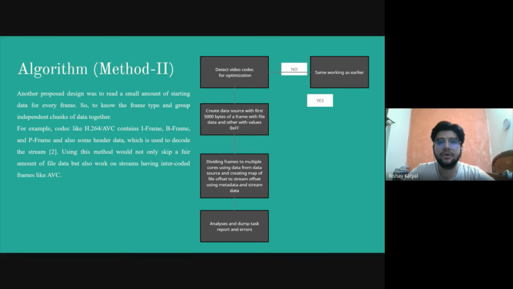So what I did was create a data source, and for every frame I read the first 500 or 5,000 or 10,000 bytes of data, and the other data from the frame I didn't read. What I did was put in garbage, like the hexadecimal value ff, in its place.